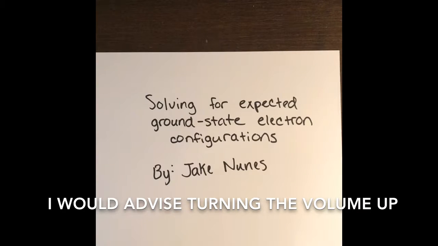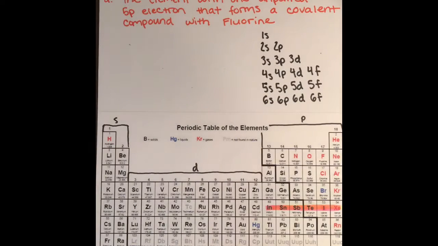Hello everyone, and welcome to Solving for Expected Ground State Electron Configurations. Today we will be reviewing 4 sample problems and determining their ground state electron configurations. A. The element with one unpaired 5p electron that forms a covalent compound with fluorine.